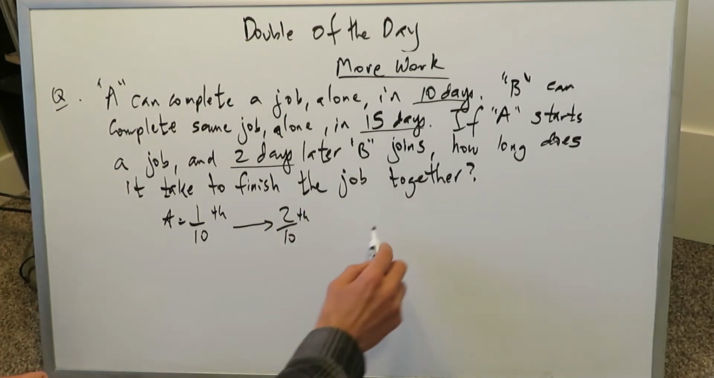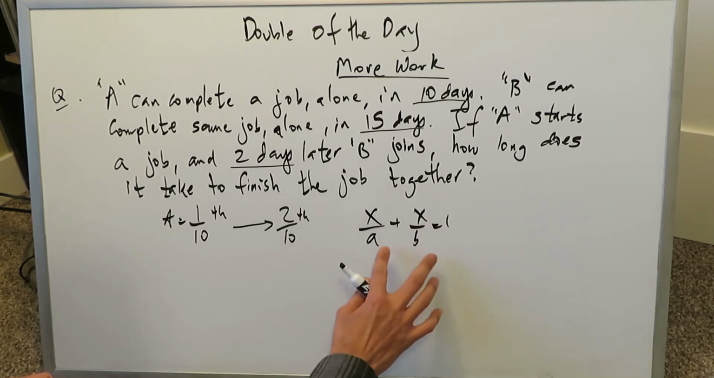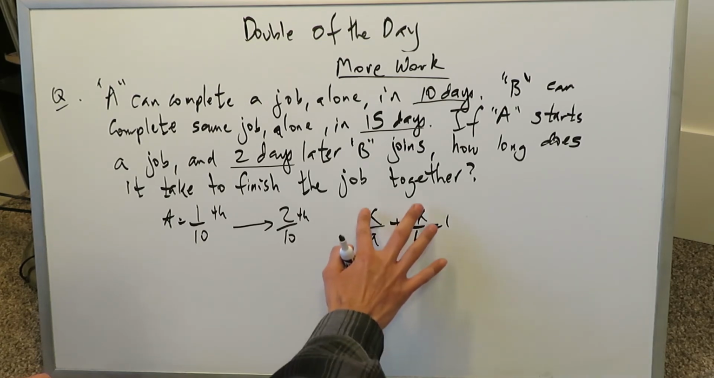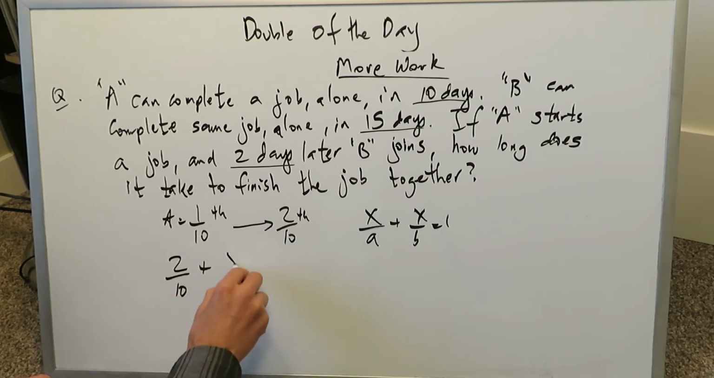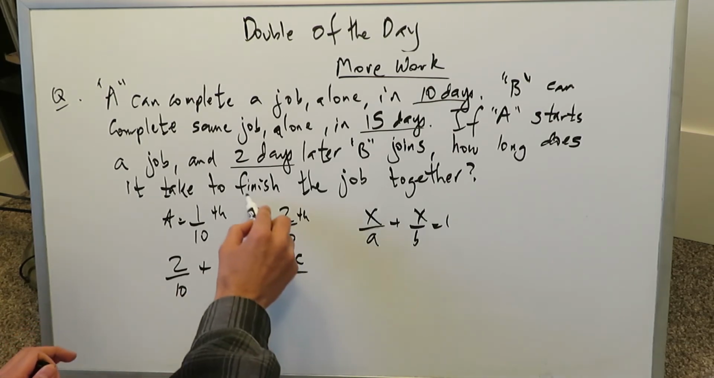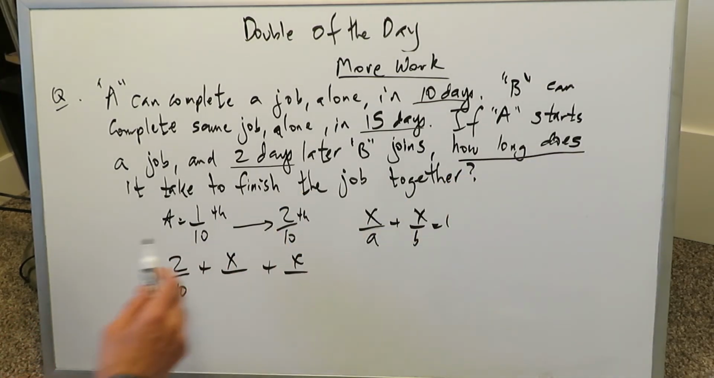And B joins. We know the general formula is always X over A plus X over B is equal to 1, where A and B represent the amount of time these entities take to complete the job on their own. X represents the amount of time taken to do the job together. Our formula will be like this. We know when B joins, 2/10 of the job is already completed, so you'll have 2 over 10 plus now X over A plus X over B, X here being what we're calculating for. How long does it take to finish the job? That's what we're calculating, and that represents X.